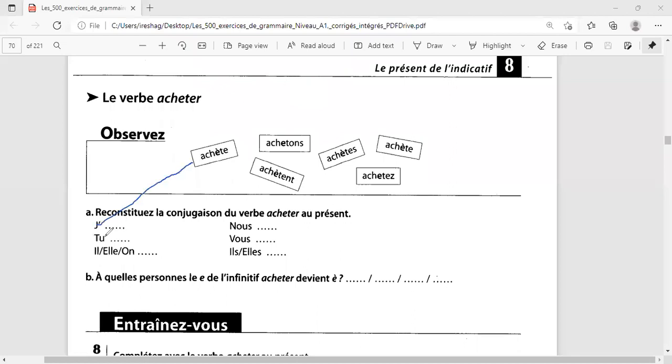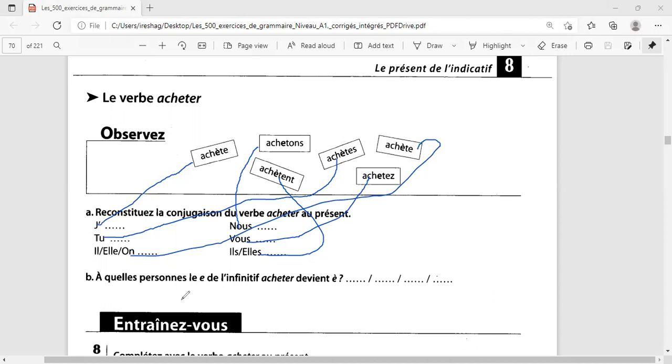j'achète. Tu achètes. Il est long. Achète, nous achetons, vous achetez, il achète. Ok? So, okay, now tell me, there's a question below.